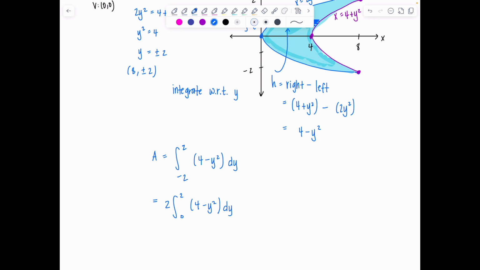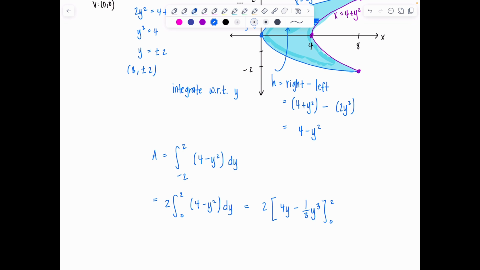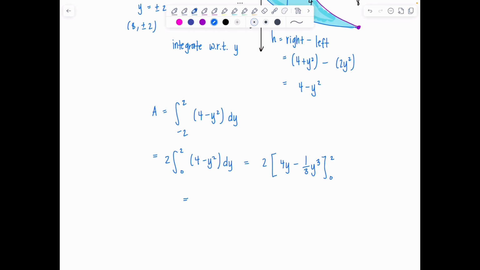All right. And then from here, we can just start integrating term by term. Keep that 2 outside, minding its business. Antiderivative of 4 is 4y minus 1/3 y cubed, from 0 to 2. Again, keep the 2 outside. And then this is going to be 4 times 2, 8, minus 8/3 minus 0.